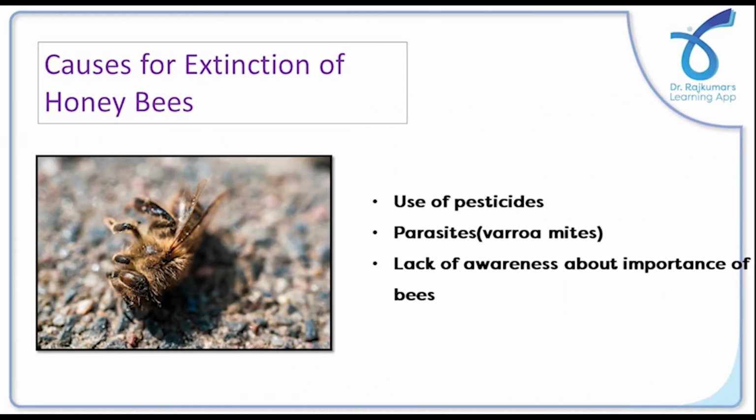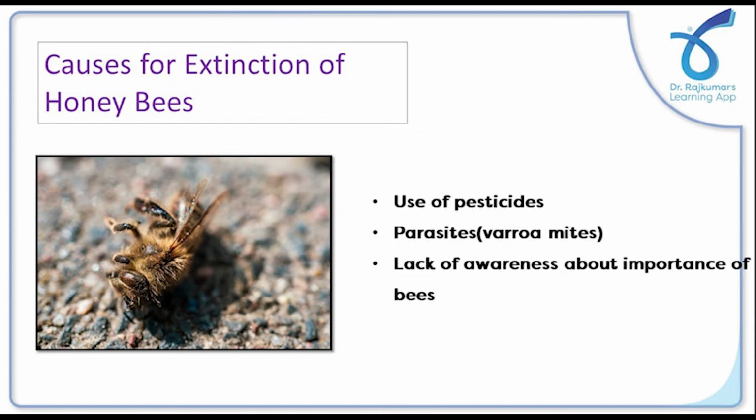There are mainly three reasons for the decline of honeybees. First, use of pesticides. In order to save our crops, we use pesticides. There is one substance named neonicotinoids. When bees get exposed to this substance, they go into a shock state and end up forgetting the way to their home, because of which they die.